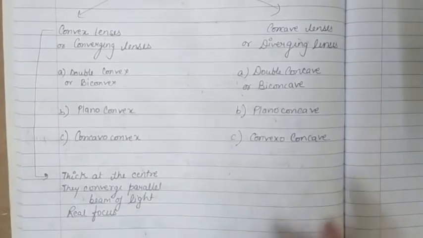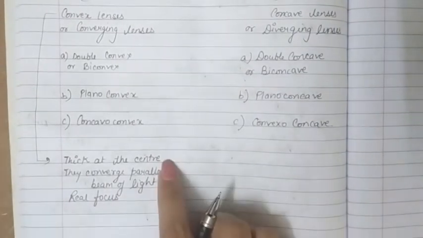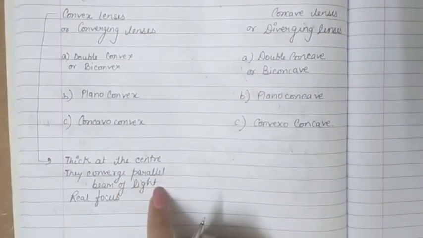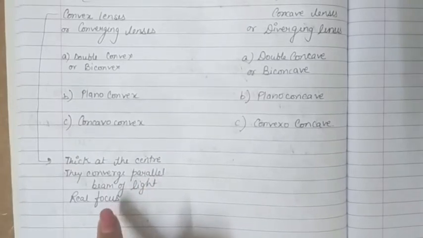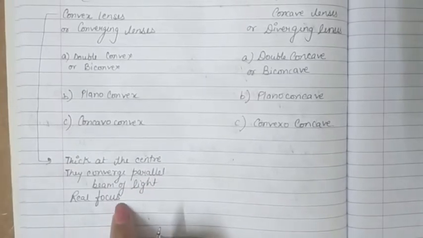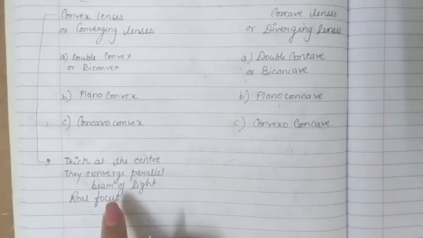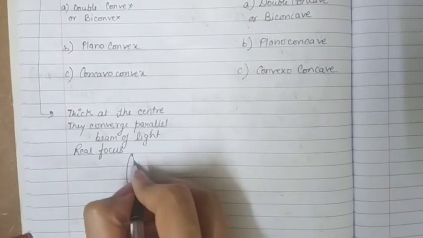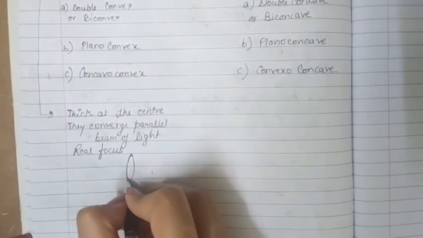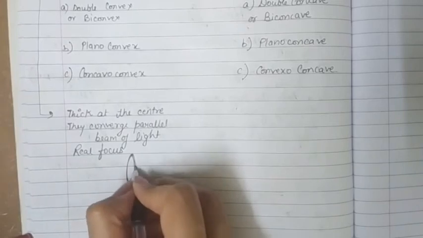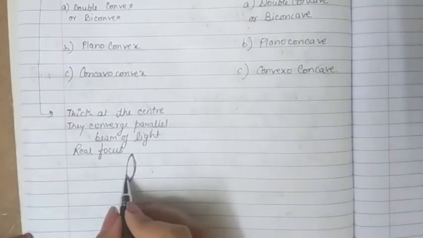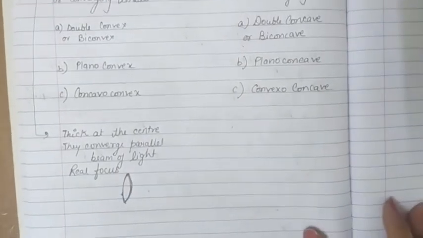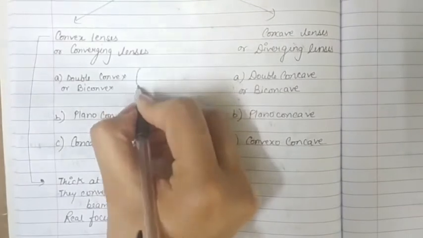Their focus is real. Means if there is a lens which is thick at the center in comparison to the edges and converges a parallel beam of light and has a real focus, then such a lens is called a convex lens, right? Now this convex lens can be described in a diagram like this. This is a general convex lens. Now there are subtypes also. When both surfaces are curved for a convex lens, it is called a double convex or biconvex lens.